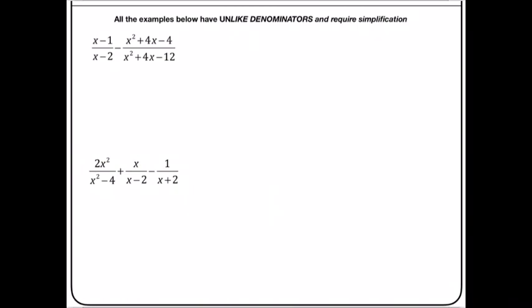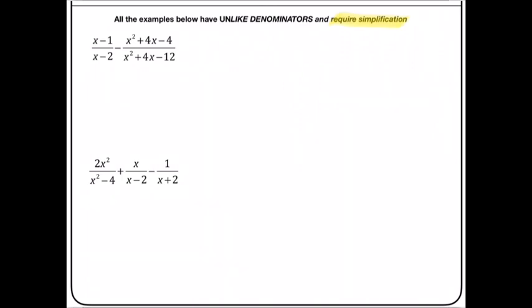Okay, here are a couple examples that have unlike denominators, and this time we require simplification. So that means we want to go ahead and do things all the way down, and after we perform the operation, addition, subtraction, etc., and see what cancels out.